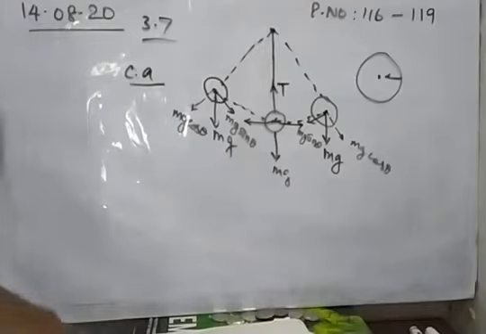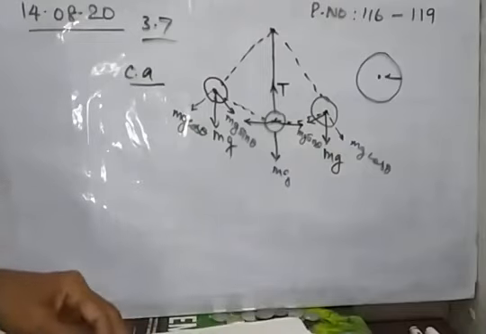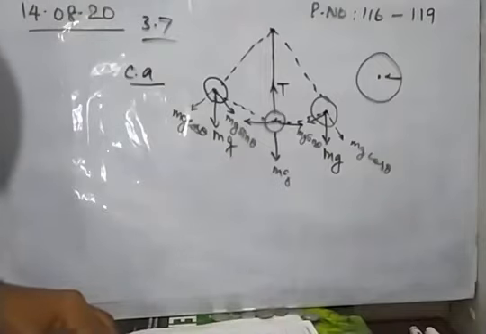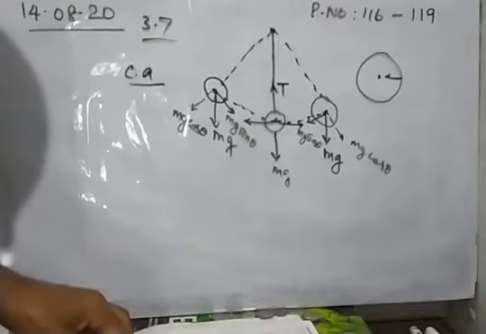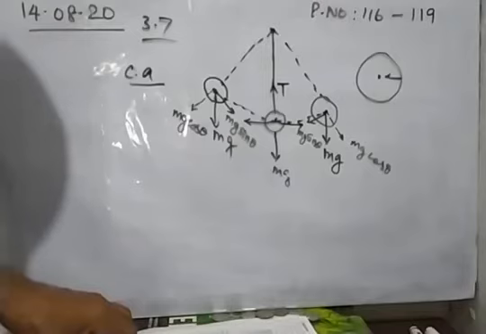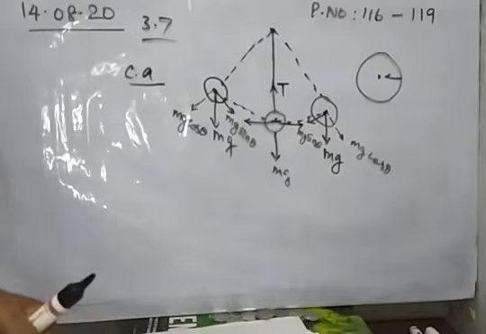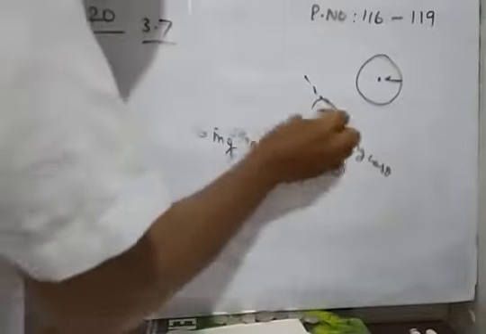Next, 3.8. The velocity of a particle moving in a plane is given by the following diagram. We want to find out the direction of the force acting on the particle. Here, if we take a coordinate system, an inertial frame, then the force is acting.